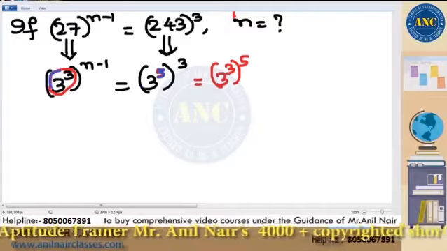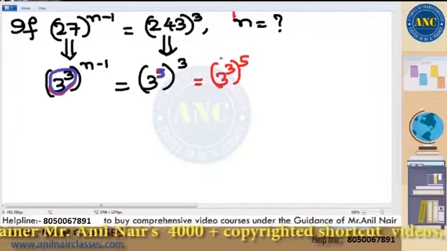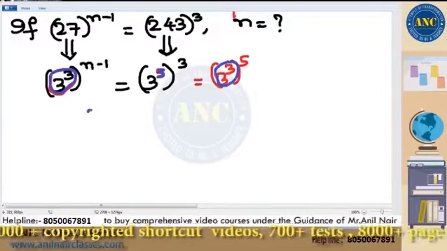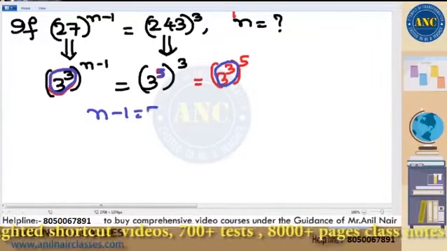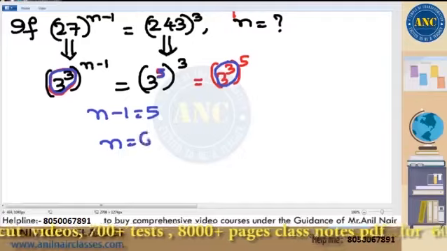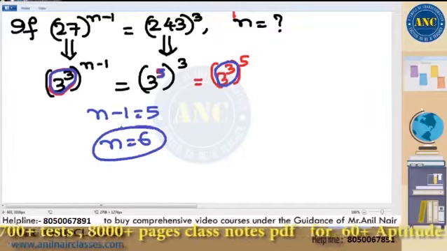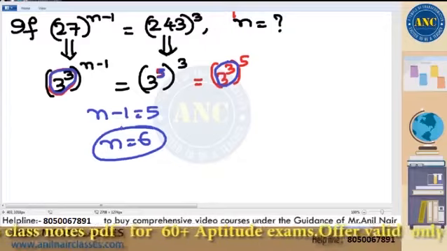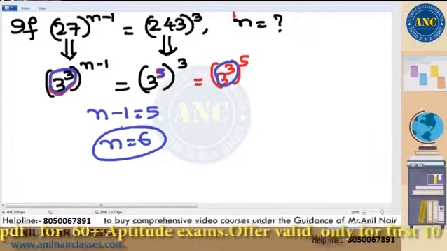Base in the left hand side is 3 power 3. Base in the right hand side is also 3 power 3. Bases are same. Equate the power. N minus 1 is 5. N should be 6. Simple understanding, sir. It is never a difficulty if you use these methods.